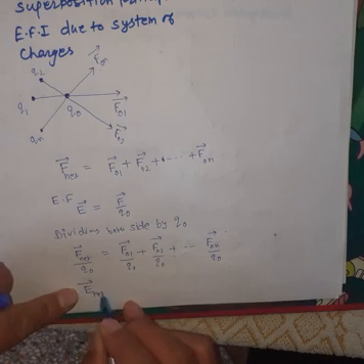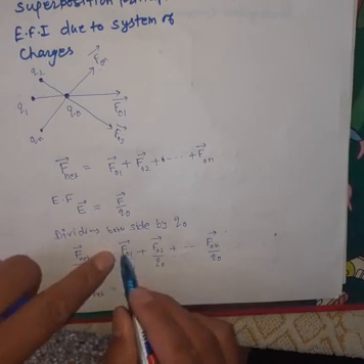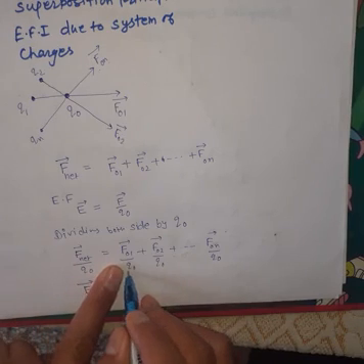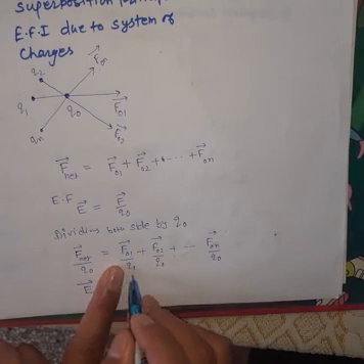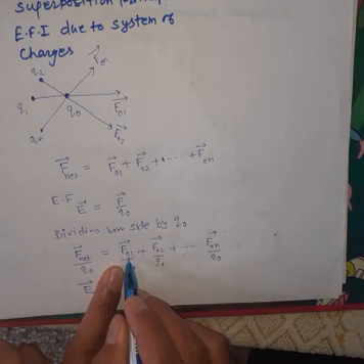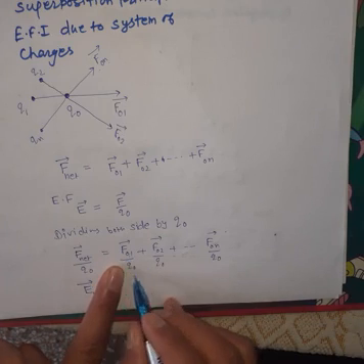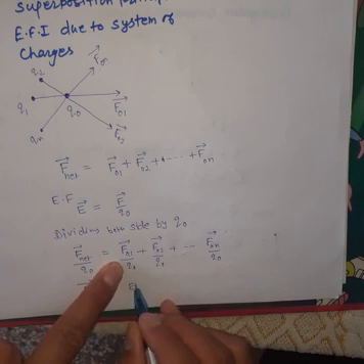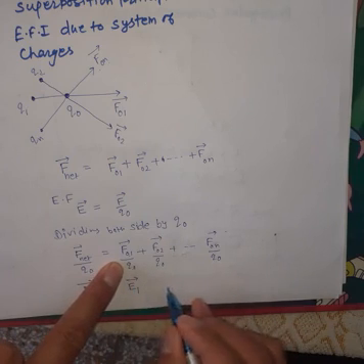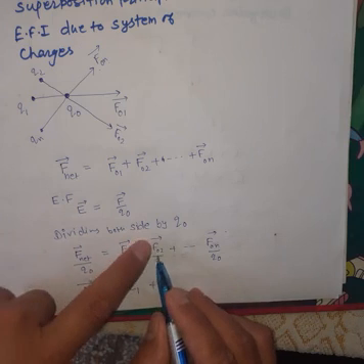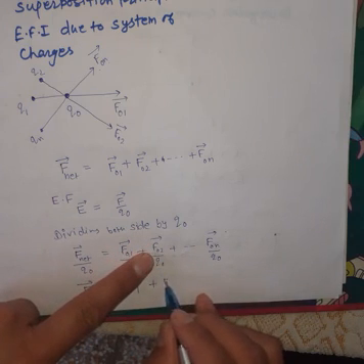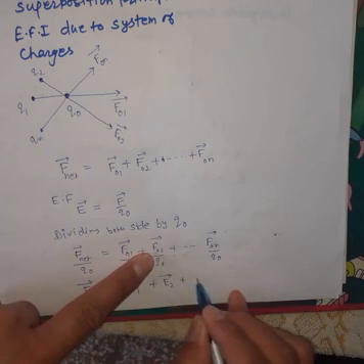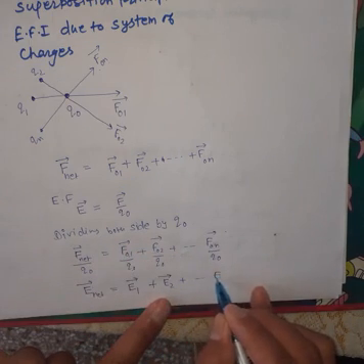So the net electric field: the force experienced by the test charge due to the first charge Q1, divided by q naught, gives the strength of the electric field of this first charge. Therefore I am going to write it as E1, and here the strength of the electric field of the second charge is E2, plus so on, the nth electric field.